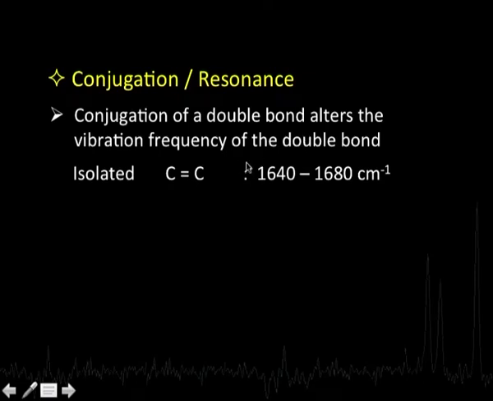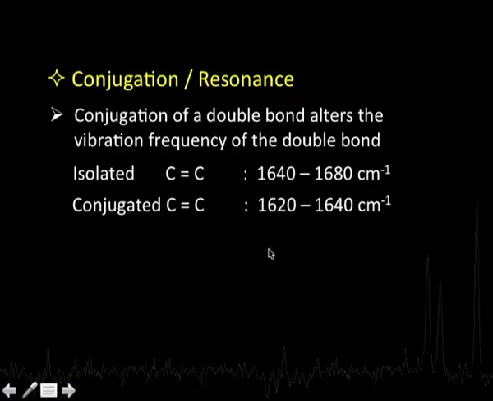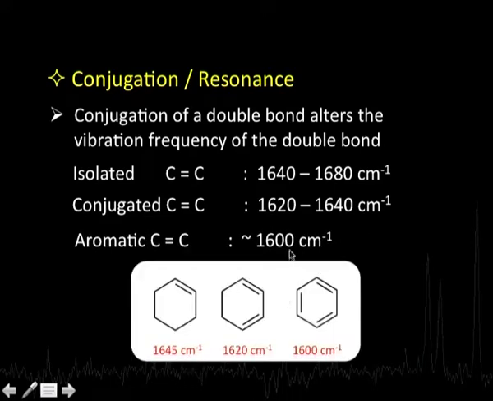Suppose you have a double bond and it undergoes conjugation. As a consequence, the vibration frequency of this double bond decreases. Now, let us take some data first. Say an isolated carbon-carbon double bond has the following range of frequencies, about 1640 to 1680 centimeter inverse. And if we have a conjugated system, the value decreases to about 1620 to 1640 centimeter inverse. And if we have an aromatic system, it is of the order of 1600 centimeter inverse. So, these are the typical values.